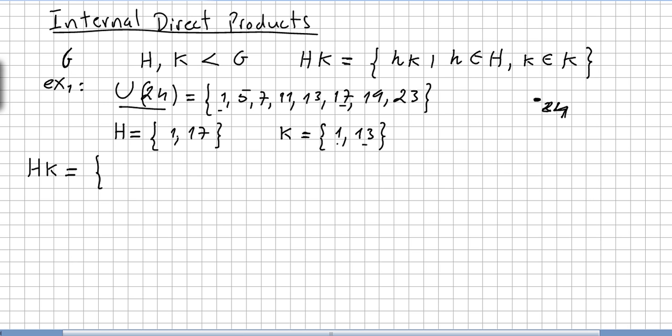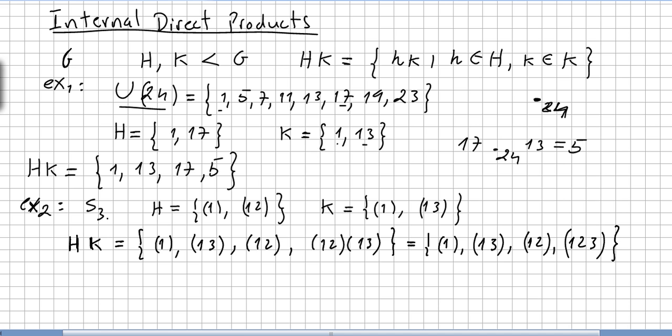HK will be 1 times 1, 1; 1 times 13, 13; 17 times 1, 17; and 17 times 13, which modulo 24 equals 5. Okay, so this is the first example of an internal direct product.